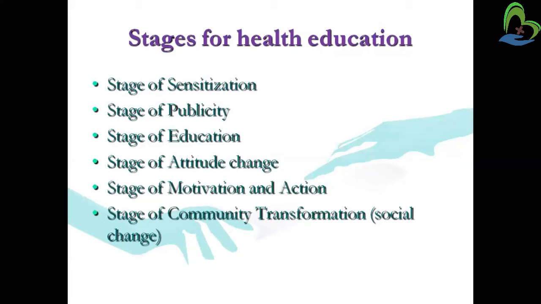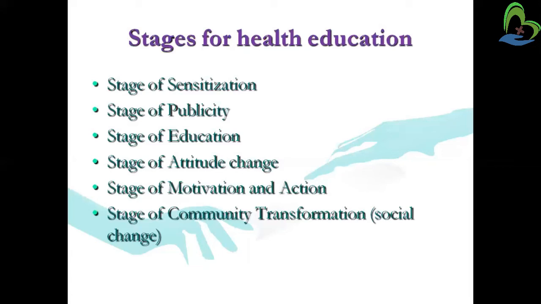Fifth, stage of motivation and action. In terms of motivating activities and actions, like we provide motivation for exercise. This is the biggest motivator right now. So their immunity also rises, and obesity is also prevented by motivation and actions. Then stage of community transformation by social change. If the family adopts our health education, the children also adopt it. So firstly, we have to go for community transformation.